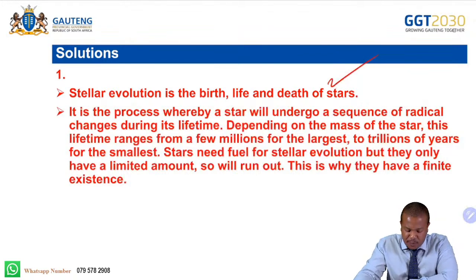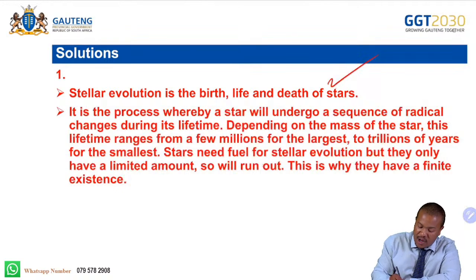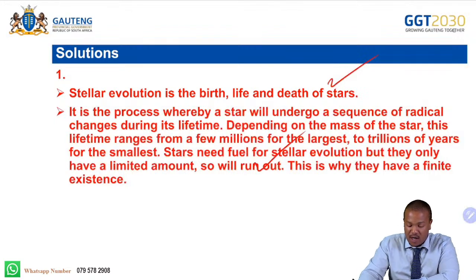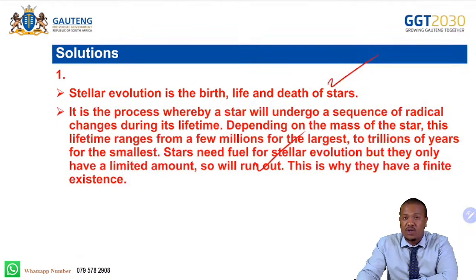It is a finite process because a star will undergo a sequence of radical changes during its lifetime, and depending on the mass of the star, this lifetime ranges from a few millions of years for the largest stars to trillions of years for the smallest stars. Stars need fuel for stellar evolution, but they only have a limited amount, so they will run out. That's why it is a finite process. Because our number 1 is quite long, let me give you a quick minute to copy down the corrections for number 1 before we move on to number 2.